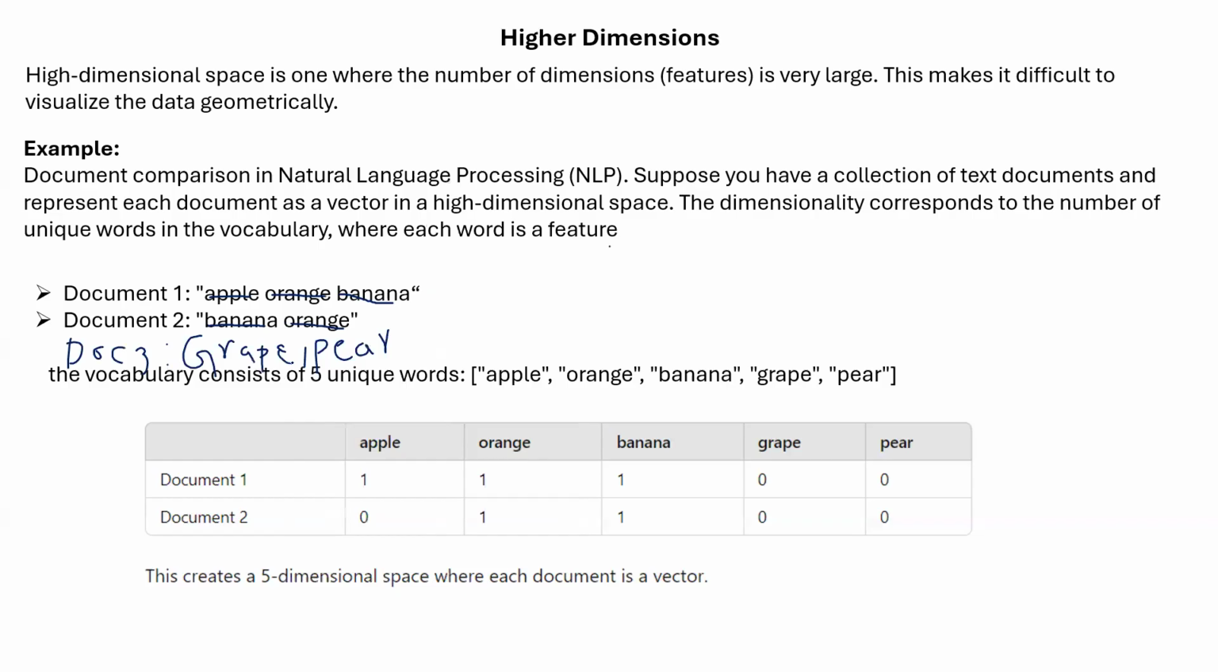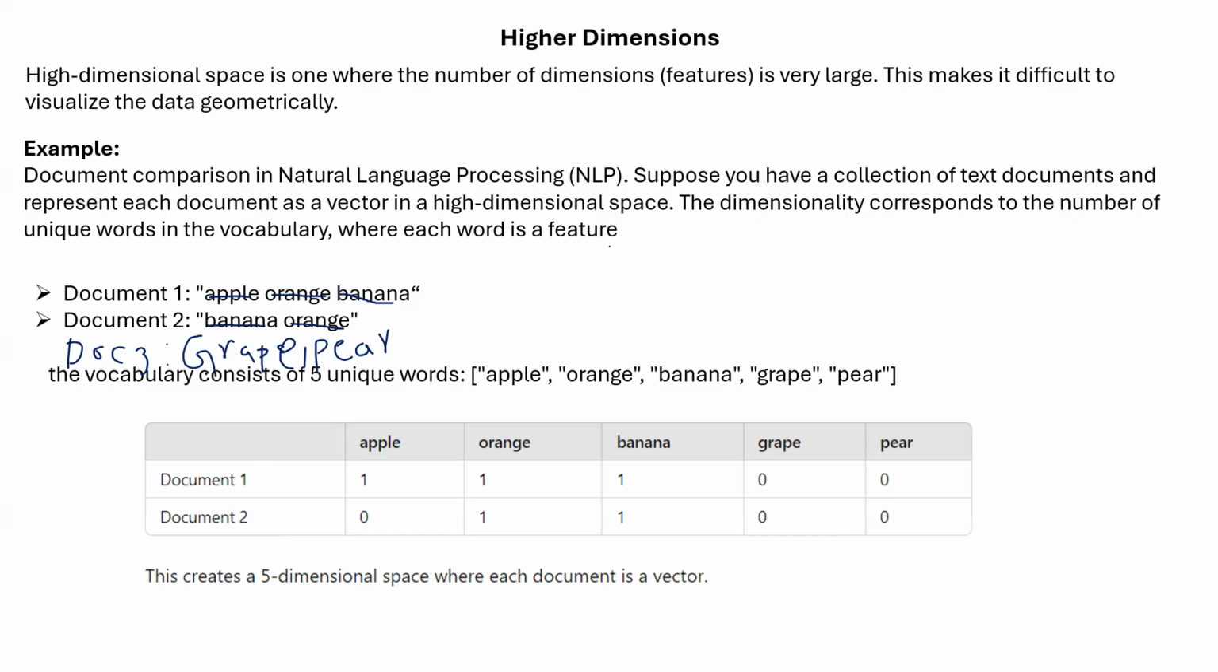So now the unique words in all my documents are apple, orange, banana, grape, and pear. So with my unique words, I will form 5 dimensions.